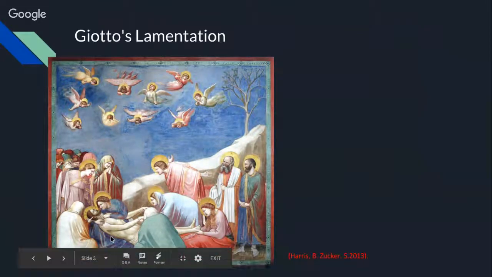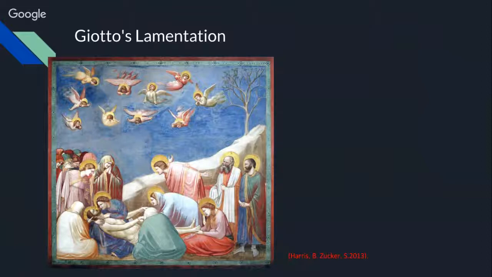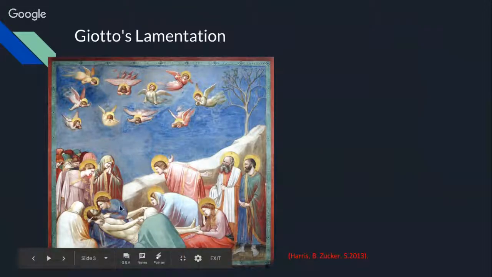As you can see, Mary's posture and the way she's holding him, you can see that her right knee is propped into him so that she can support him. She bends forward. One arm is around him. The other arm is on his shoulder. And so you can just see that she's very sad and upset of what has happened, that her only son has been crucified.